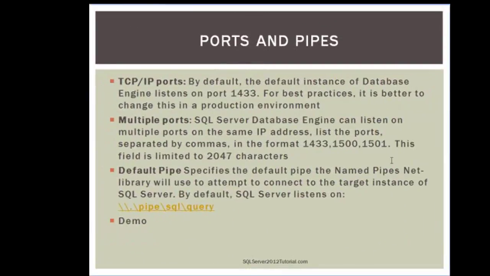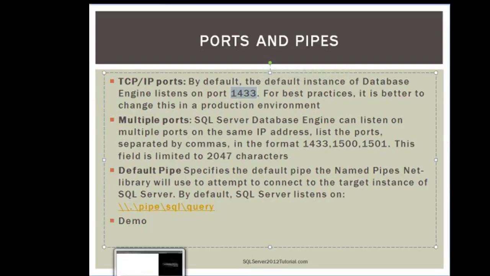Now, as far as ports and pipes, with TCP/IP by default, the instance of the database engine listens on port 1433. For best practice, it is better to change this in a production environment. The reason for this is that hackers are obviously aware of this port, and if they do get access or try to get access to your machine, they will definitely try to ping you on this port, and that basically leads to this recommendation that you can use a different port.